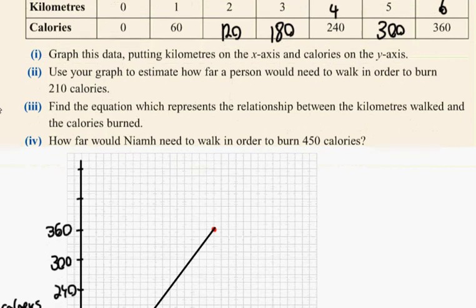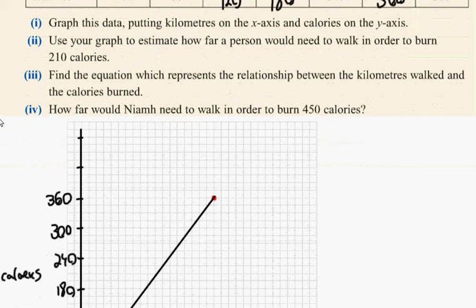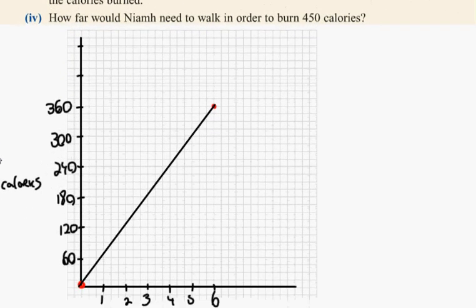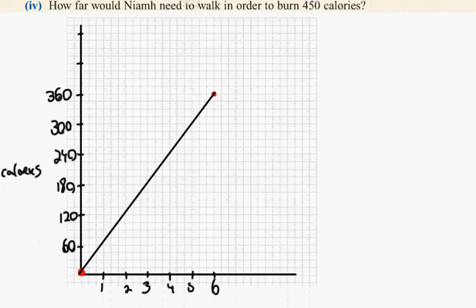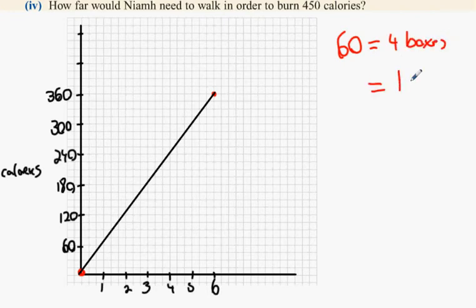Now, first question. Use a graph to estimate how far a person will need to walk in order to burn 210 calories. 210 calories would be located where? Now you got to remember, what's the gap between 240 and 180? What am I counting up in, guys? I'm counting up in 60s. But you mentioned 4, did you? 60 equals 4 boxes. So what does 1 box equal? Divide both sides by 4. 15. One of my boxes is worth 15, okay?